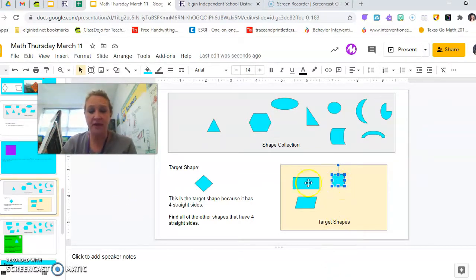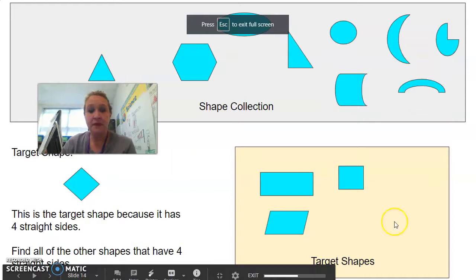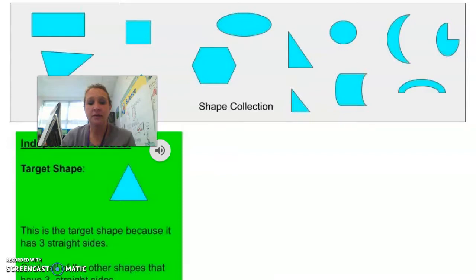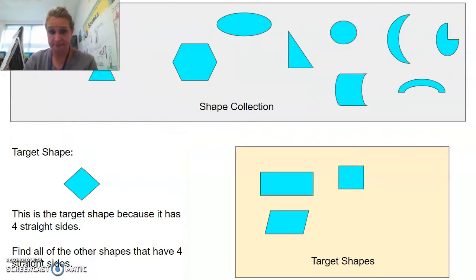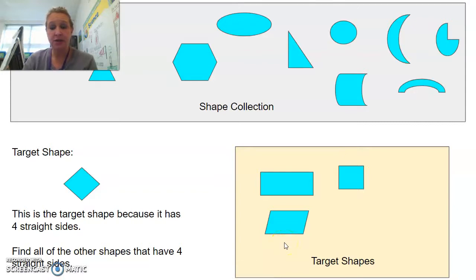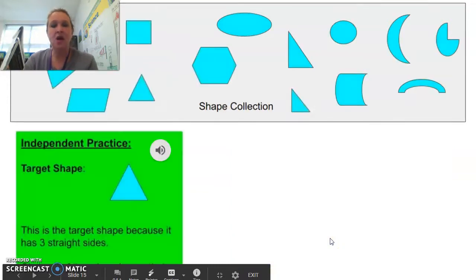What is another way that I could sort these shapes? What else do they all have in common? They are all the same color? Are they all the same size? Pretty much. How many vertices do they all have? How many pointy corners? They all have 4 vertices. So we can sort these shapes lots of different ways, right? All right, let's do one.